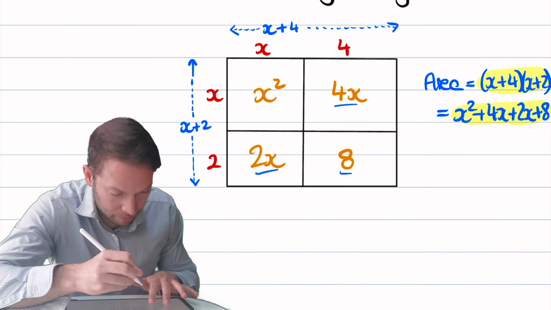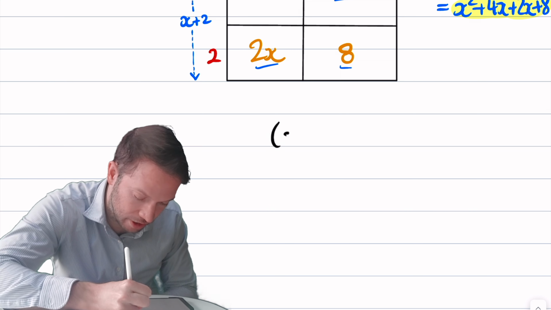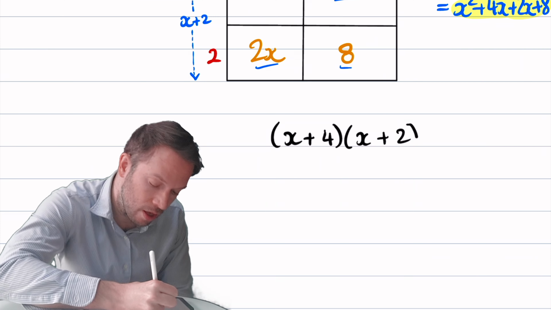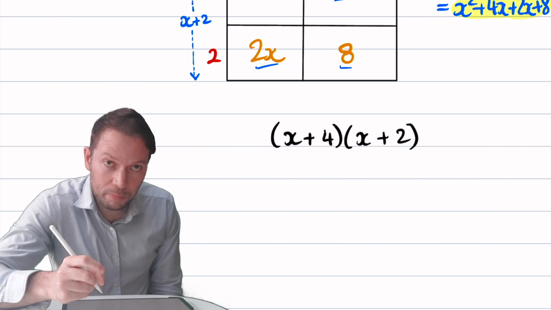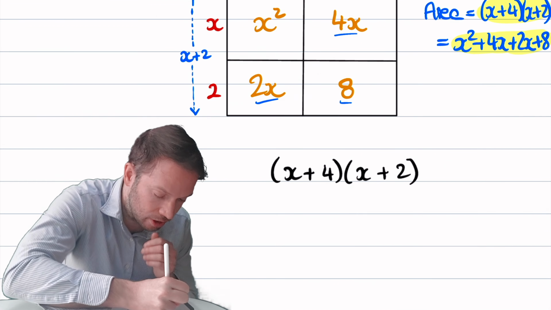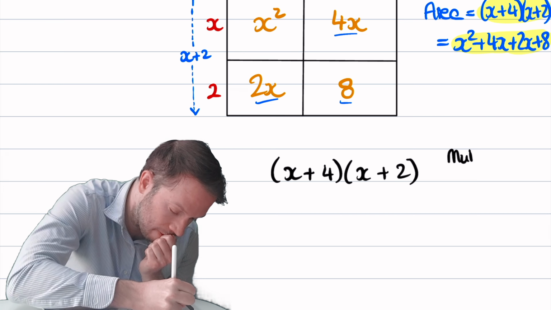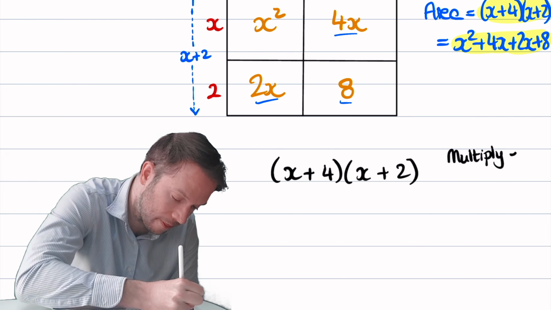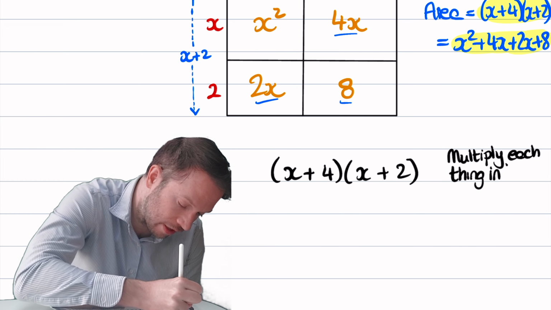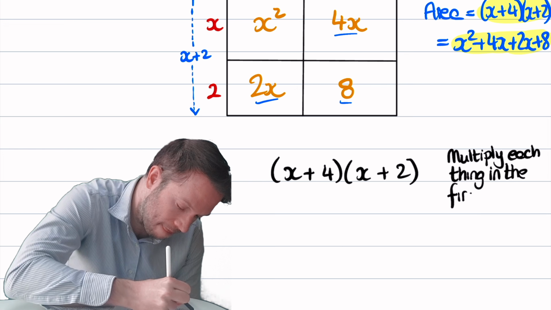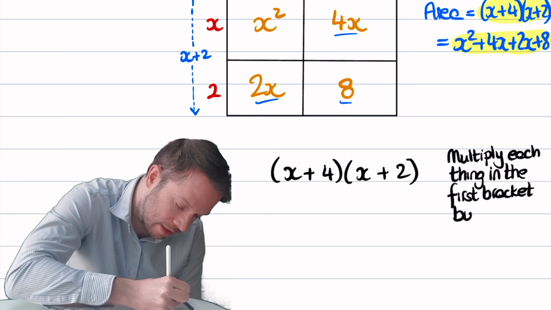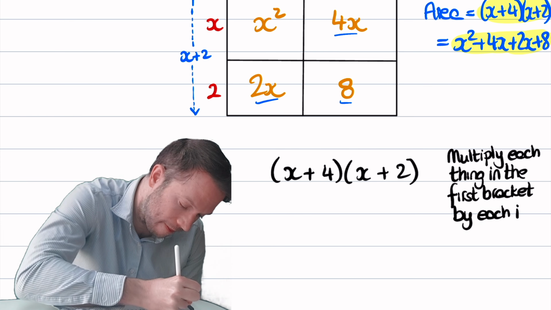If I just write out this again, so x plus 4, x plus 2. This is what I would do if I was doing it on paper. You need to do each thing in the first bracket multiplied by each thing in the second bracket. So let's write that down. You do multiply each thing, or each term, in the first bracket by each in the second bracket.